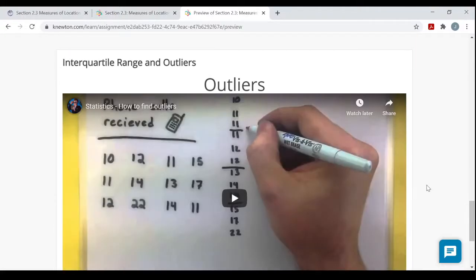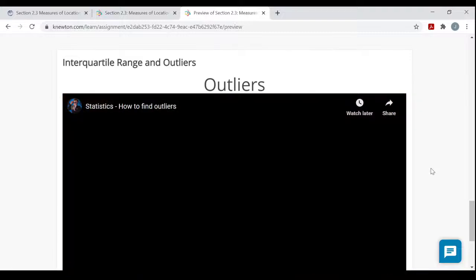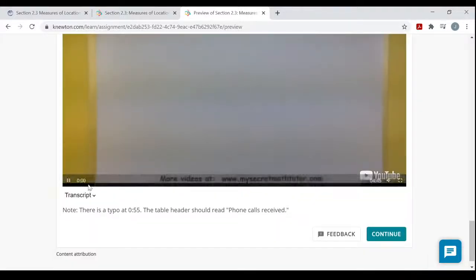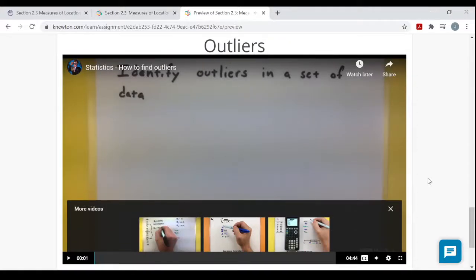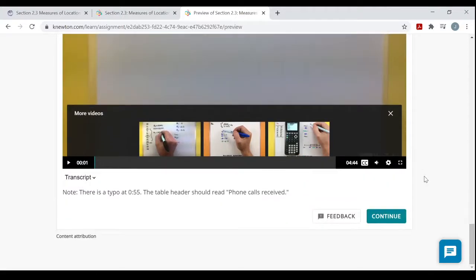All right, now we're talking about outliers. You've heard the word outlier before. Outliers are just numbers that are either way too big or way too small. They don't fit with the rest of the data. Say you have a lot of numbers around 25, and then you see a number that's 1,000. Numbers that are way outside the normal data.